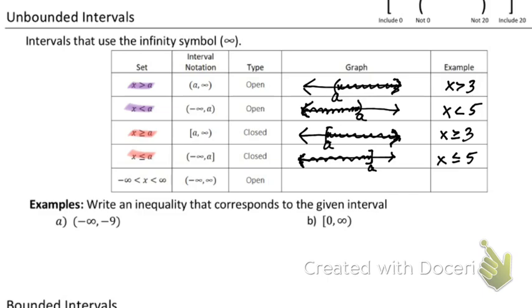Our last one is kind of a special case. It is where x is somewhere between negative infinity and infinity. So that is all real numbers. To draw that, you just have to draw a line and just shade everything in. It is the entire number line.